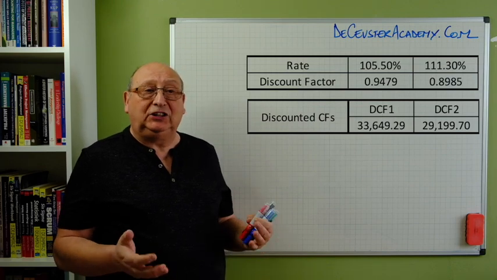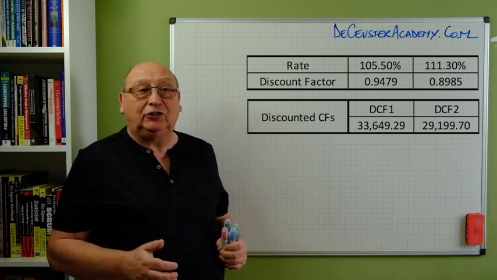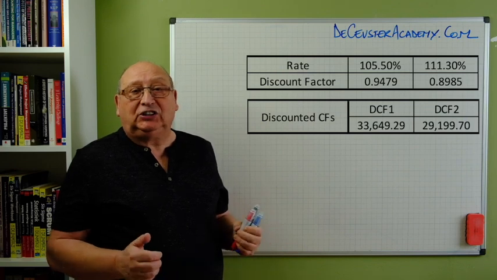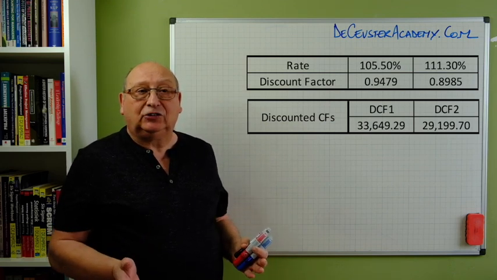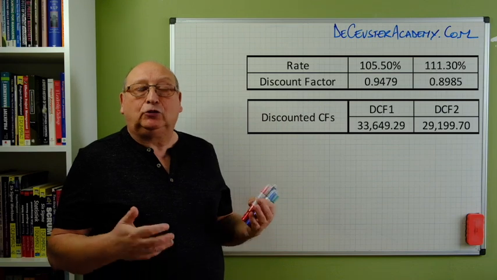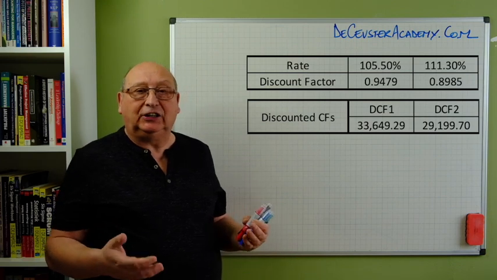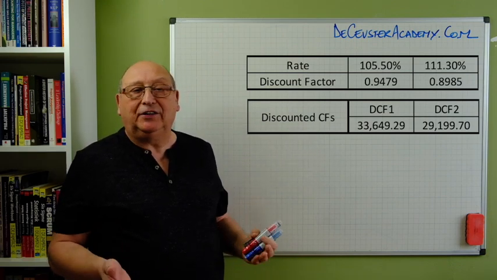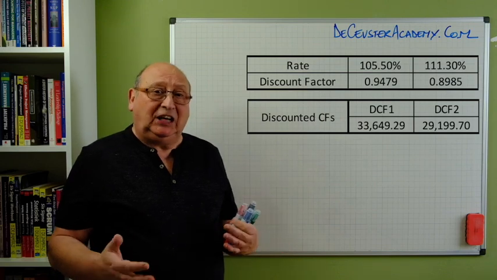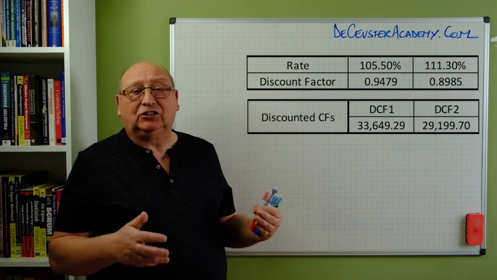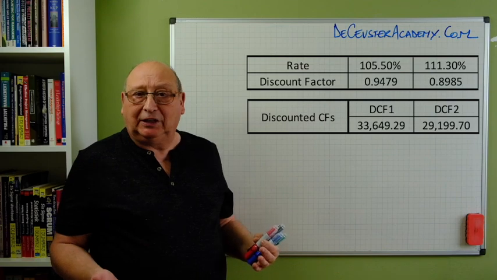In order to calculate the discounted cash flows, we multiply them with the discount factor. So for year 1, we have the discounted cash flow 1, which is the multiplication of 35,500 with the discount factor, which is 0.9479, which gives us approximately 33,649.29 euro. For the second year, we do the same thing, and we find the discounted cash flow for year 2, which is 29,199.70. Like I said, we may change this a little bit. We can say it's 33,649 and 29,200. It would give us approximately the same result.